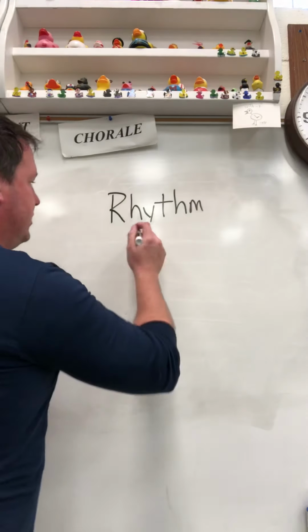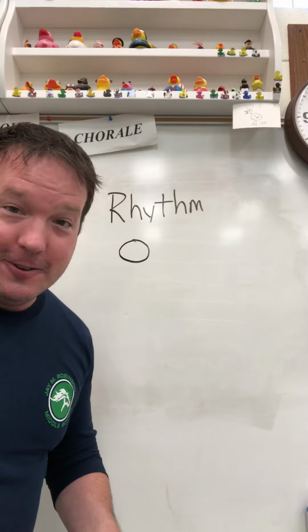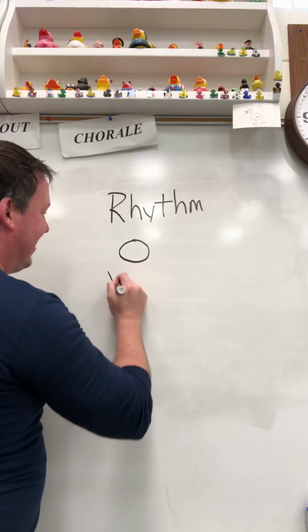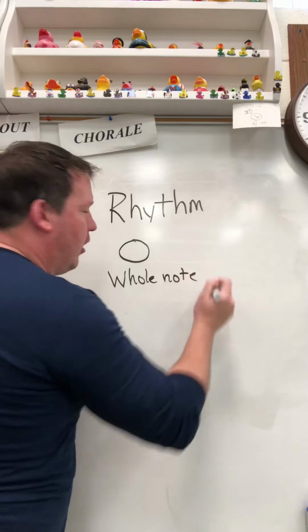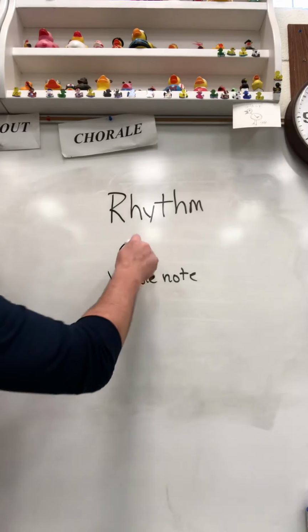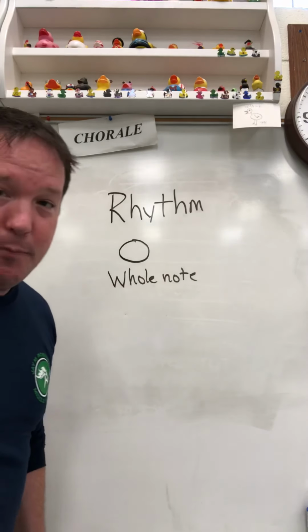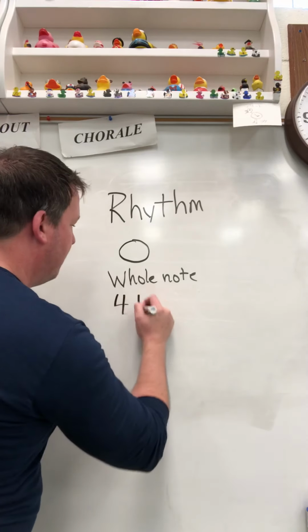So the first note is this note right here. It's a circle. And the circle is a whole note. Now, notice how whole is spelled, W-H-O-L-E. But it actually looks like a hole in the board, doesn't it? This whole note gets 4 beats.